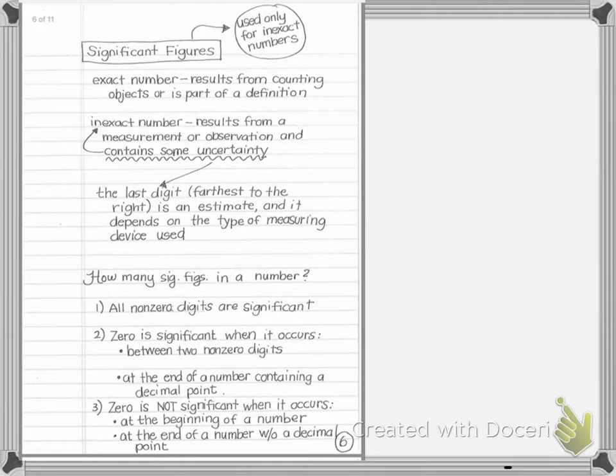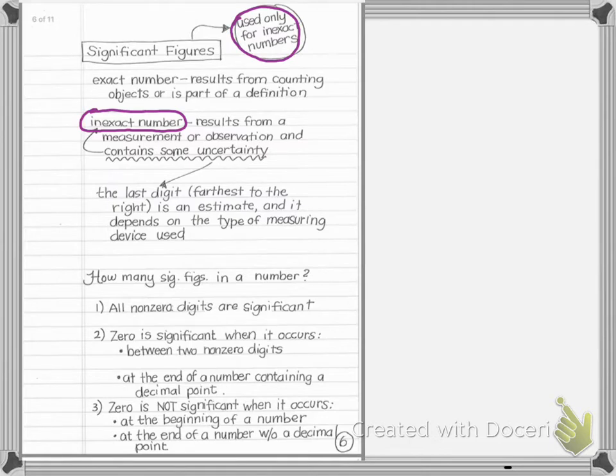The first one is, significant figures are only used for inexact numbers. So what we're talking about with an inexact number are numbers that have come from a measurement. And measurements have some uncertainty because of the instrument that you're using.